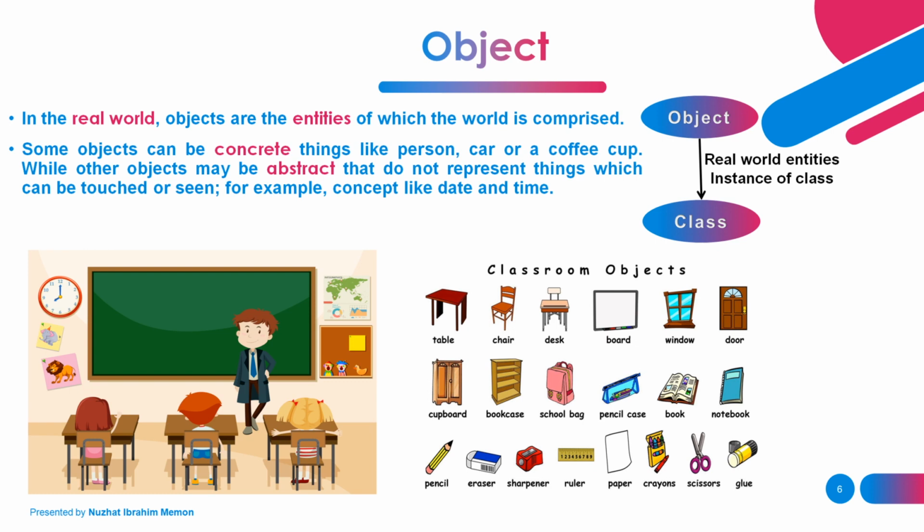Take an example of your classroom. Real-world entities can be concrete things like teacher, board, bench, books, etc. An abstract object can be a timetable. And your good morning greeting to the teacher is also an abstract thing. We can feel it, but we can't touch or see it.